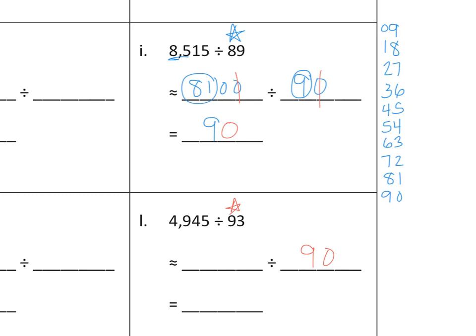So looking at 4, well, 9 is too big, so we can't get close to 4. But we can get close to 49, and that would be right here, 45. So this is going to be rounded to 4,500 because 45 divided by 9 is our basic math fact, and that is going to be 5. Eliminate a 0 in each number, and the quotient is going to be 50.